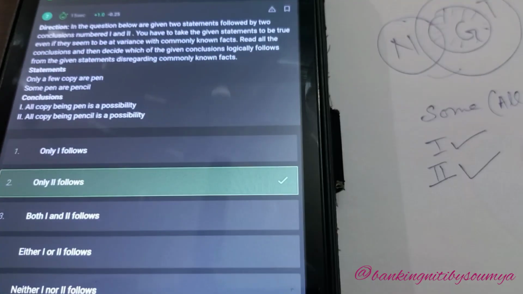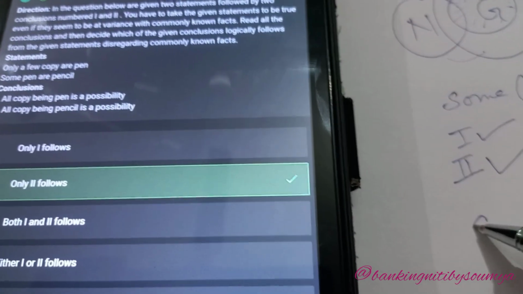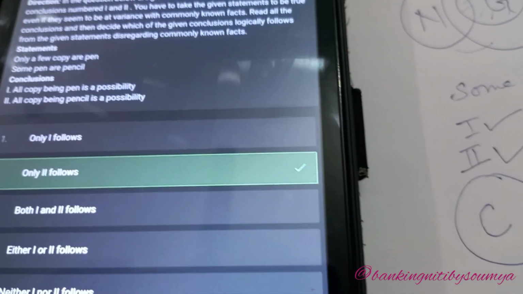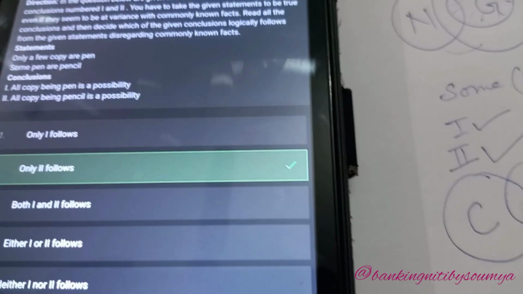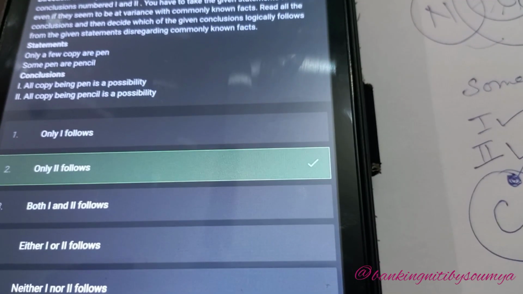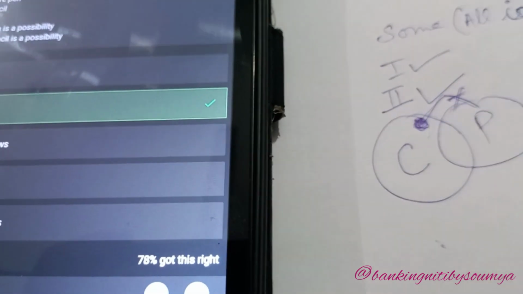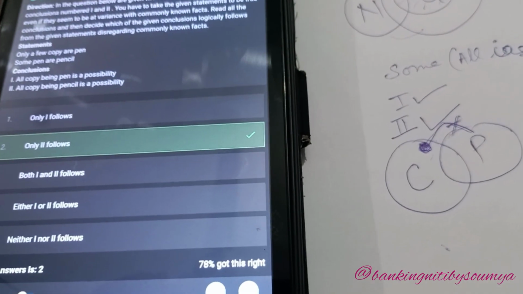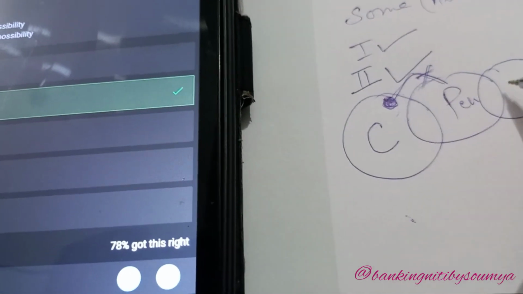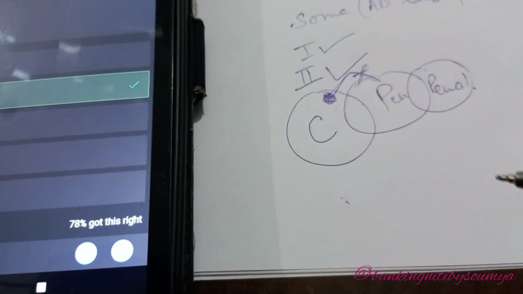Now the next question is: only a few copy are pen. We can see only a few copy, only a few case. It means some copies are pen but not all copies are pen. So we can denote it like this, that not all copies are pen. There are some copies which are not pen. Now the next statement is some pen are pencil. Now this is how we will make our Venn diagram.